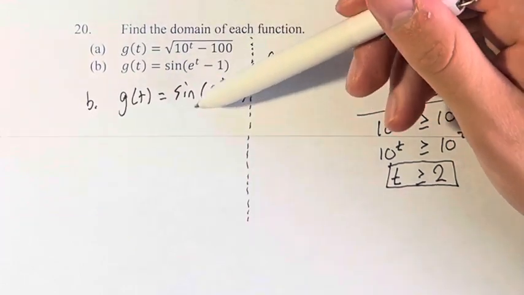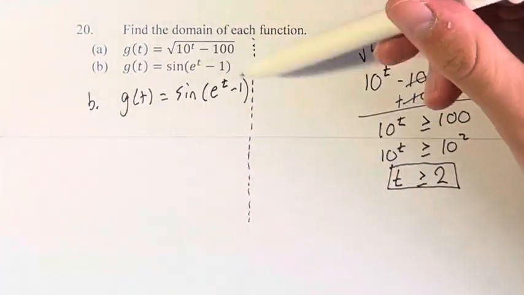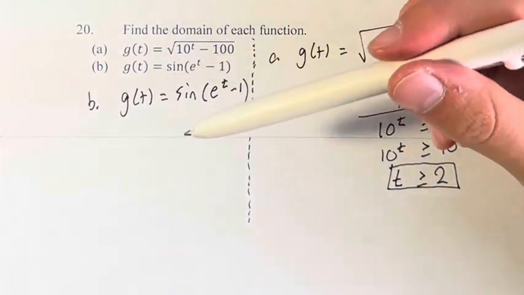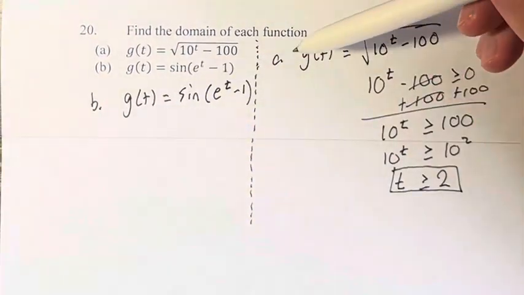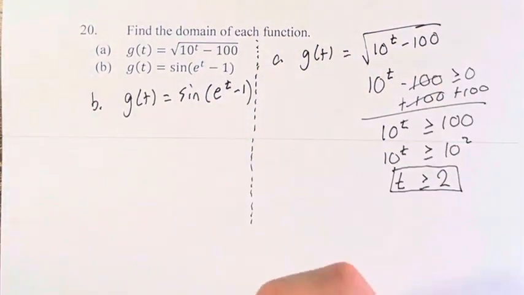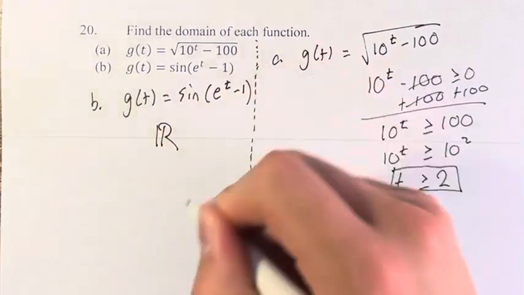For none of these functions within the whole function g of t will you get an invalid input, right? A value for which you put it in and you get no output, right? Sine can take any value, e to the t can take any value. The domain is all real numbers.